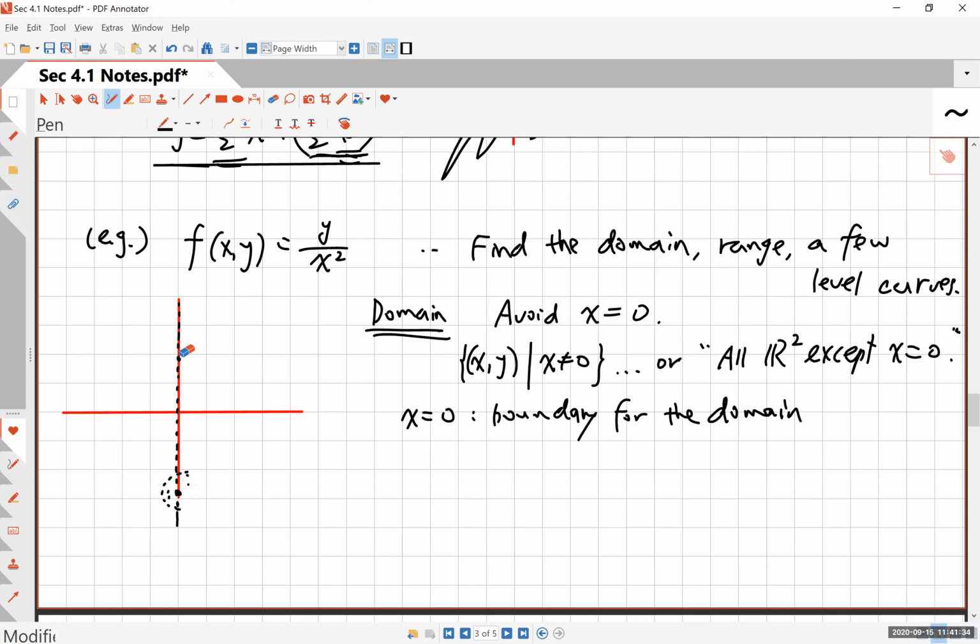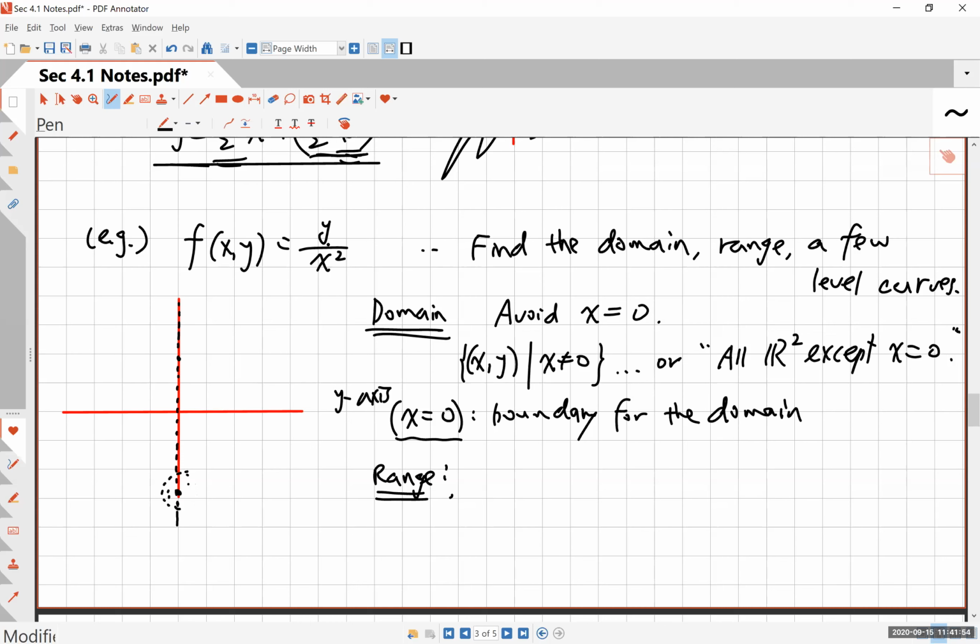So the boundary for this domain is that entire line, x is equal to 0, otherwise known as the y-axis. So the y-axis is the boundary for this domain. Okay, how about the range?